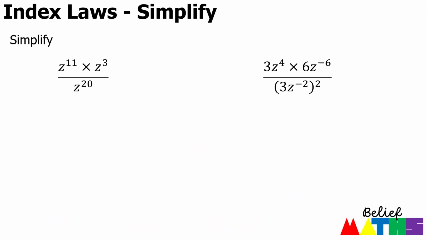Finally, you could have a combination of those, and we have, in this case, z to the 14 over z to the 20, which then simplifies to z to the negative 6. Same idea on the next one. You're going to work at the top and bottom separately, so you get 18 z to the minus 2 over 9z to the minus 4. Now we're going to do 18 divided by 9, which is 2. And then z to the minus 2 take away minus 4. So we've got minus 2 take away negative 4. Well, that's minus 2. They become a plus. So minus 2 plus 4 gives you z squared. So that whole thing simplifies to 2z squared.